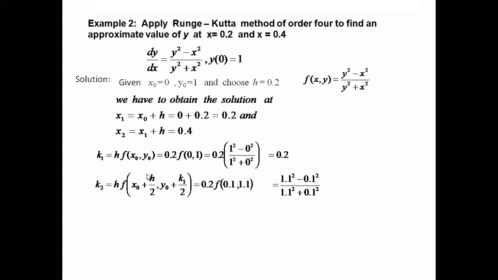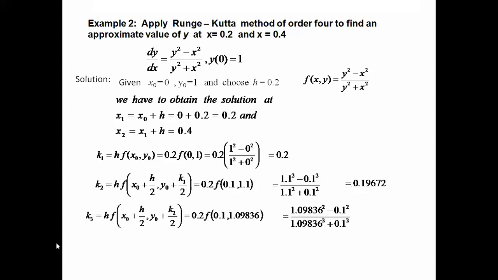Once k1 is known, you can get k2 also. K2 is the same formula, only the slope is taken at a point near x naught, y naught. That is x naught plus h by 2, comma y naught plus k1 by 2. So 0.2 into f of 0.1 and 1.1. After simplification with the relation y square minus x square divided by y square plus x square, we get 0.1967. Similarly, get k3. No explanation is required for k3. It is the same repetition, only the values of x and y change. On simplification, this value is also very near to k2.